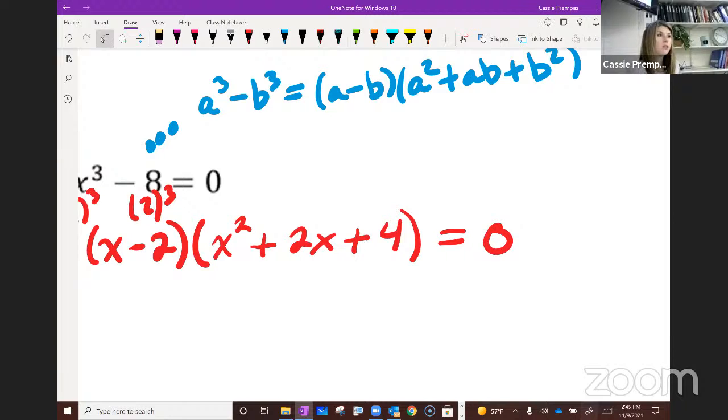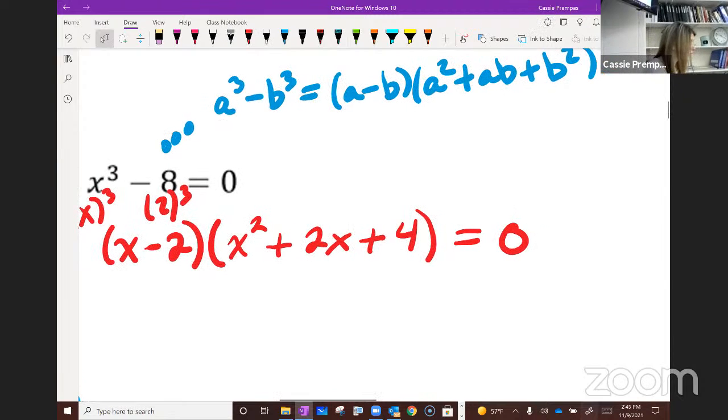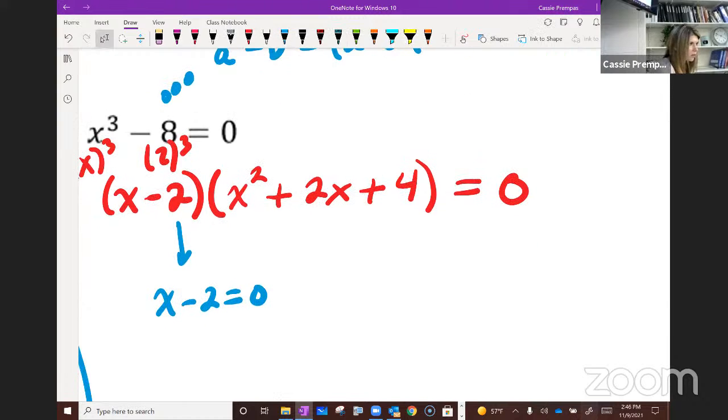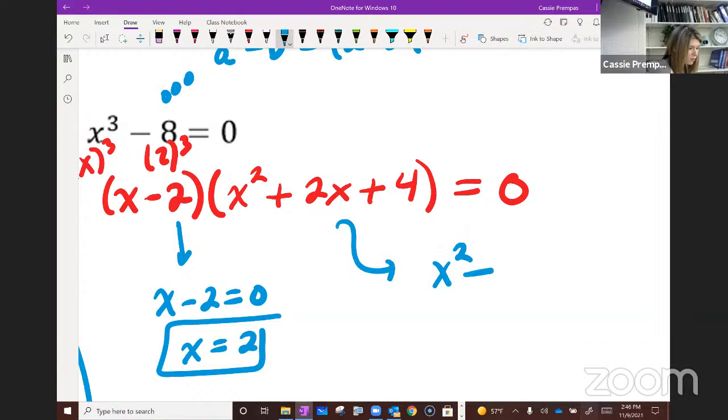Katie. Yes. Okay, now that we're here, you might see this quadratic and think, can I factor that further? But sadly, you cannot. So now we would just set each of these equal to 0 and solve. So we'd set x minus 2 equal to 0. Do you know how to solve that? Hopefully. What do we do? Add the 2, we get x is equal to 2. That one's done.